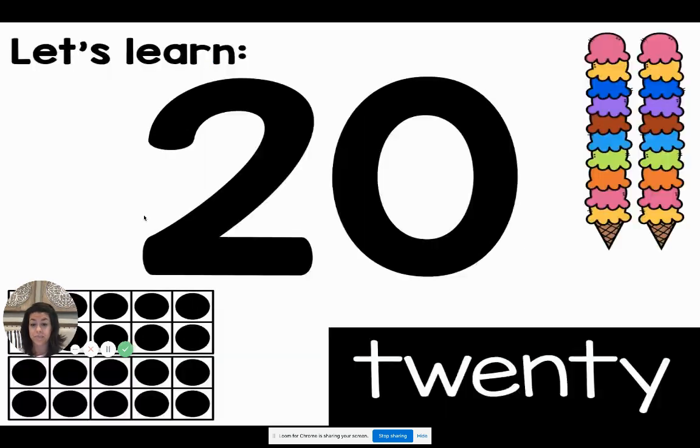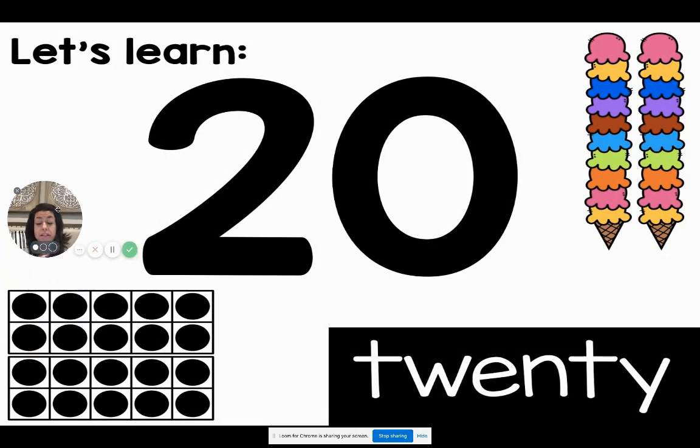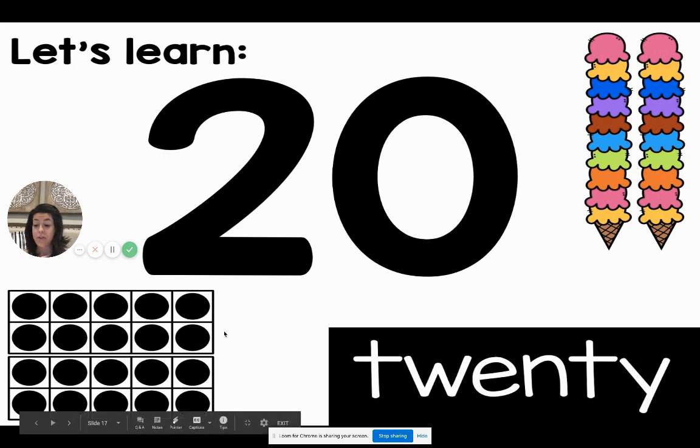Our last number is 20. 20 is another 2-digit number. You have a 2 and a 0. But now look at our ice cream cones. We have 2 groups of 10s. And if you look at our 10 frame, we have 2 10 frames that are completely filled. That gets us to 20.